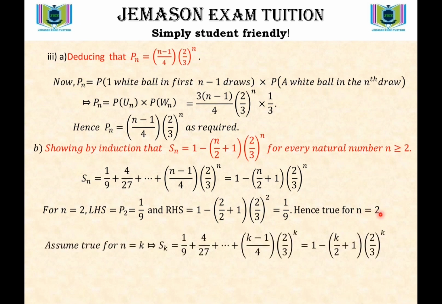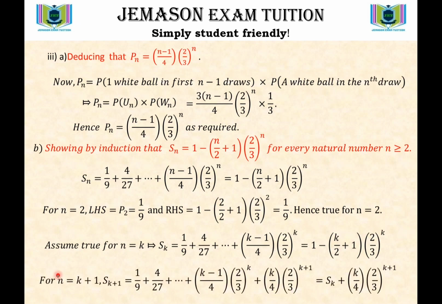In the hypothesis step, we assume that the formula is true for n equals k, so that Sk should be equal to 1 over 9 plus 4 over 27 plus ... plus Pk, which is k minus 1 all over 4 into 2 over 3 to the power k, and that should be equal to 1 minus k over 2 plus 1 into 2 over 3 to the power k.